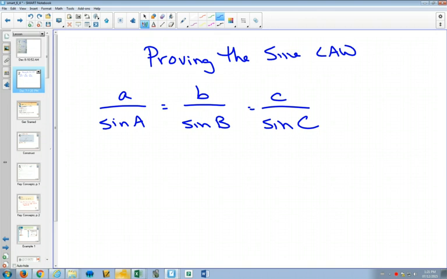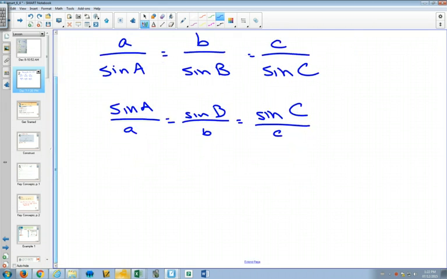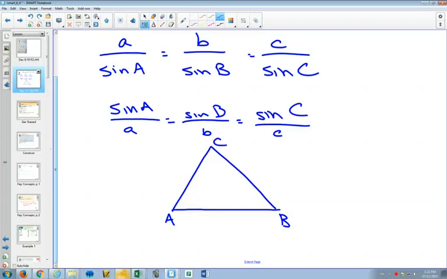or you can have them all flipped and it's still all equal to each other. So it doesn't matter, but again, the angle goes with the opposite side. So if we took a random triangle here, and I label A, B, and C, then this side here would be little c, this side here would be little a, and this side here would be little b.